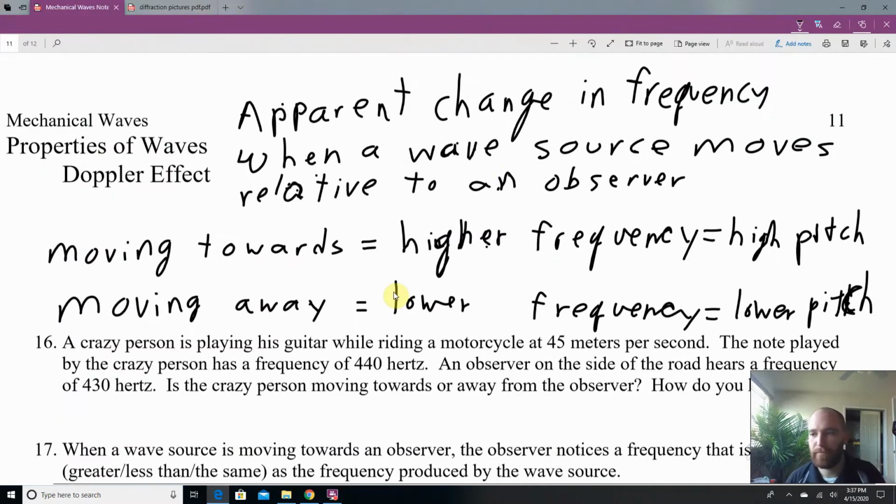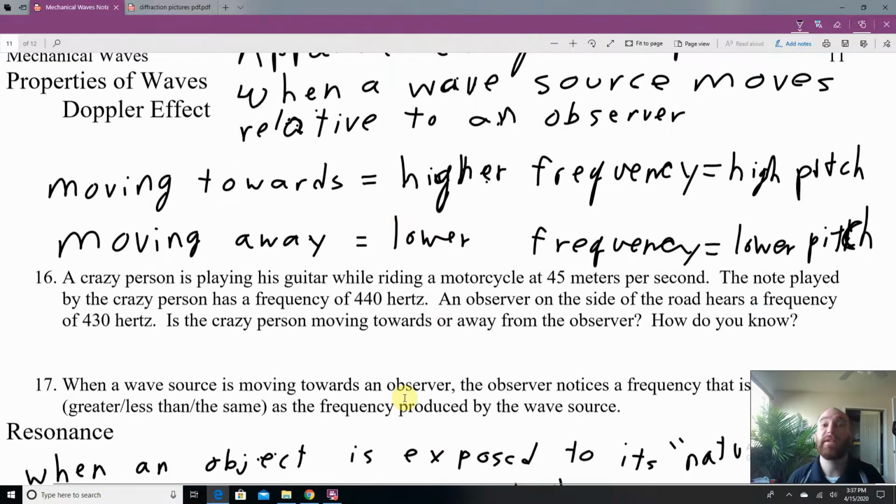So, at this point, the types of questions you'd have to be able to answer are like 16 and 17, dealing with the Doppler effect. Again, as long as you know the Doppler effect is this high pitch towards, low pitch away, you can get through these. Pause the video and try these. I'm going to go over them in a second, but give this a shot.